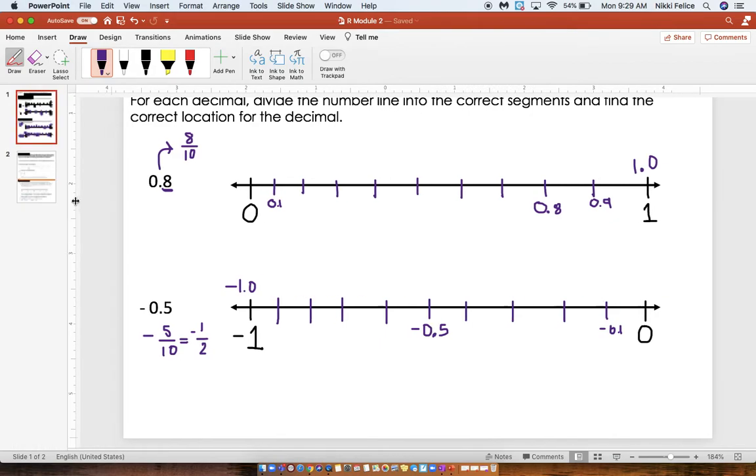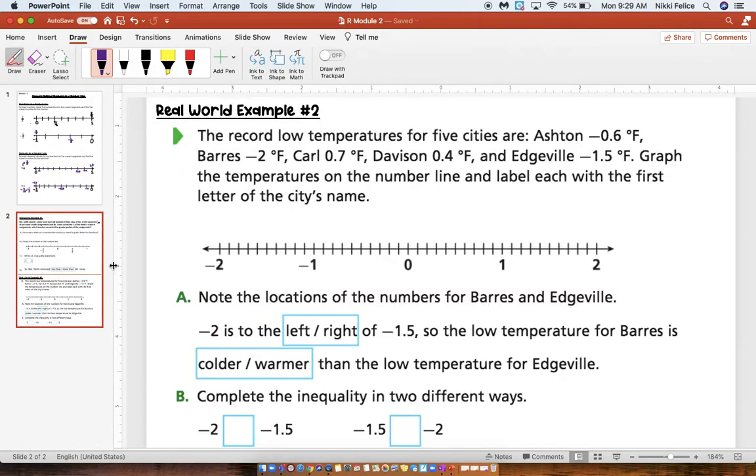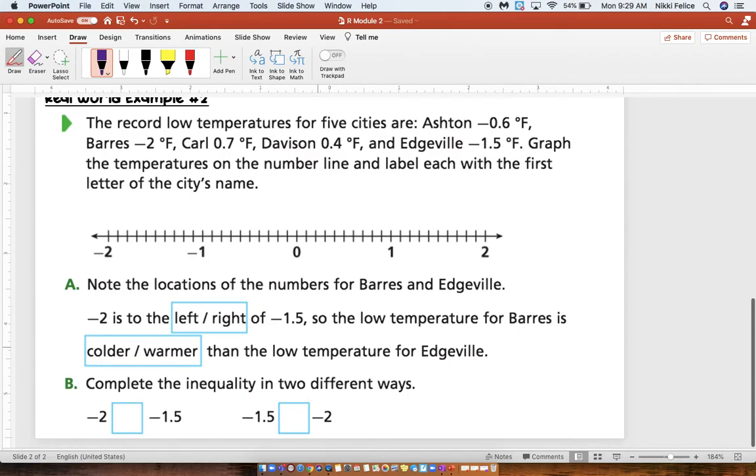Okay, so now we can look at a couple word problems. The record low temperature for 5 cities are Ashton, negative 0.6 degrees. Then we have negative 2 degrees, 0.7 degrees, 0.4 degrees, and negative 1.5 degrees. I want to graph the temperatures on the number line.